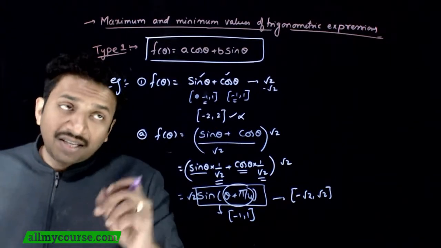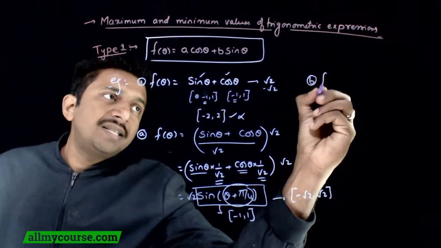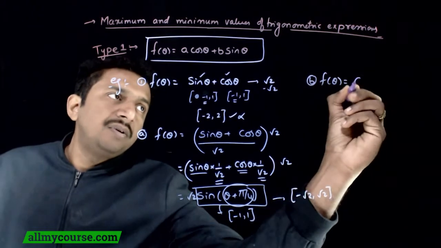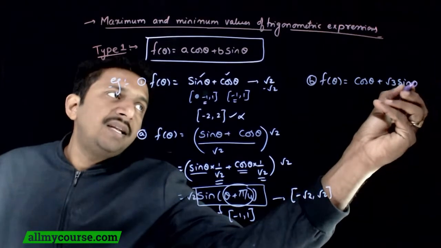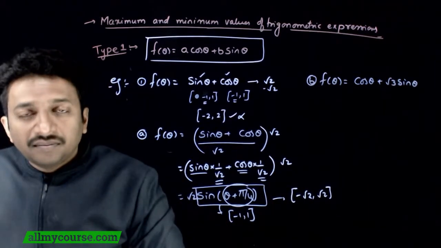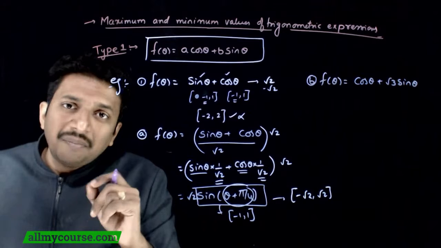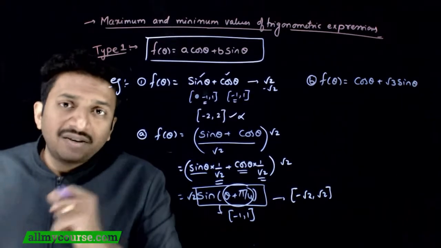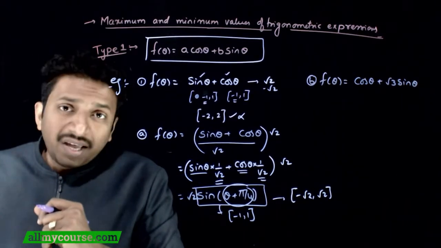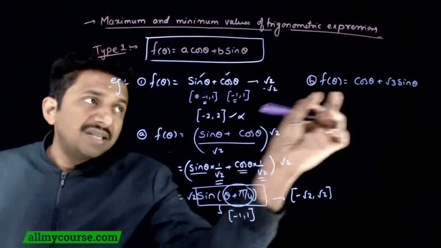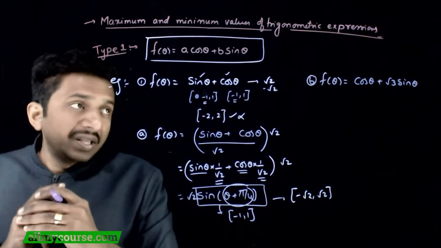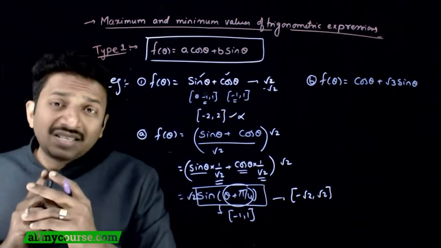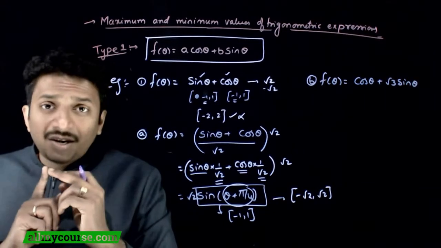Next, let us take another example. Let the next example be f of theta is equal to cos theta plus √3 sin theta. What is the maximum and minimum value of this trigonometric expression? Again, you cannot do this directly because sin theta and cos theta depend on each other. Their values depend on each other. Now what you do is, this time I'll multiply numerator and denominator by 2.